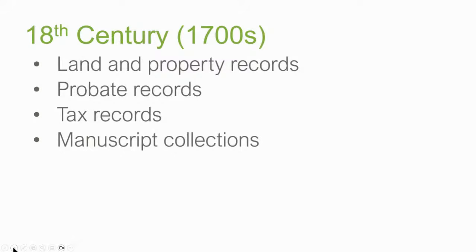More modern types of records did not generally exist in the 18th century, so we need to rely even more on land and property, probate, and tax records, and those manuscript collections.